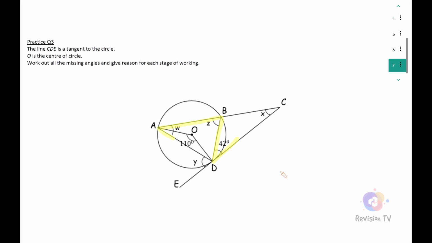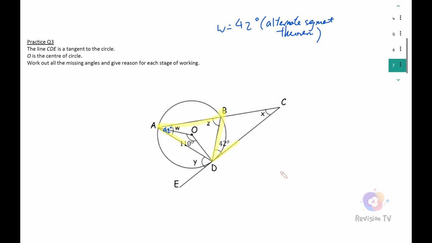Now, note, you can't use this one here, because this triangle is not completed, so you can't use that AO line. You have to use the full triangle. You can see AD is completed, therefore we can use that. So what we know here is W equals 42 degrees. The reason being alternate segment theorem. Okay, so we found 42 degrees, so that's quite useful. Just write it down there.